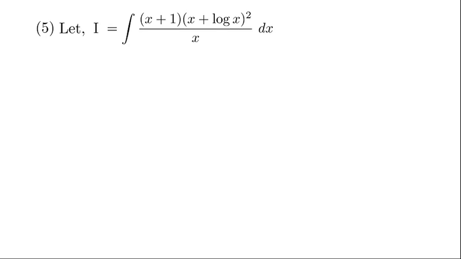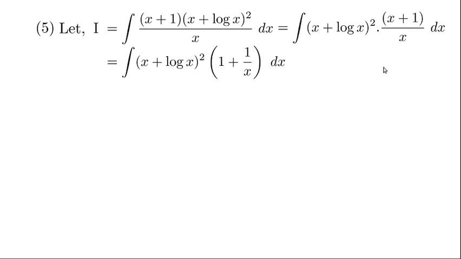So here it is integration of x plus 1 into x plus log x the whole square upon x dx, and a slight rearrangement is made in the problem. What we do is we write these two together, x plus 1 upon x, and separately we divide also. So that gives you x plus log x the whole square into bracket 1 plus 1 upon x dx, and it's clearly seen that this part is nothing but the derivative of this part.